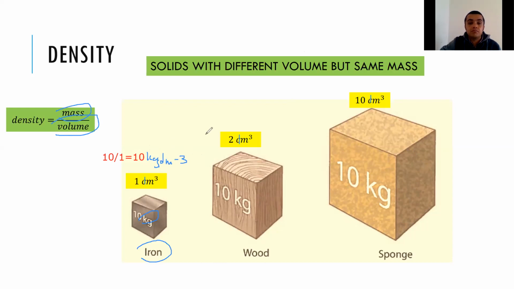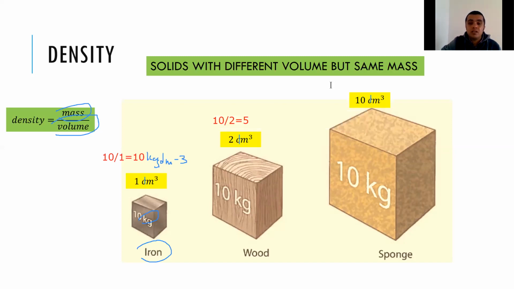And the second one. How do I calculate the density of the second one, this piece of wood? Mass 10 kg divided by 2. Very hard question, I know you need a calculator. Anyway, I'll give you the answer: 5 kilograms per decimeter cube.